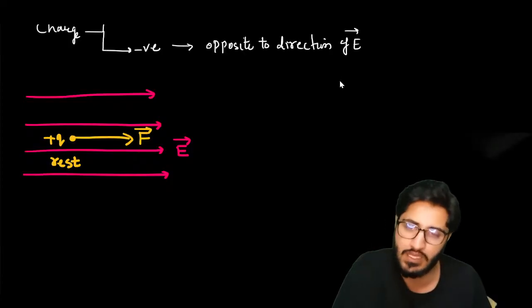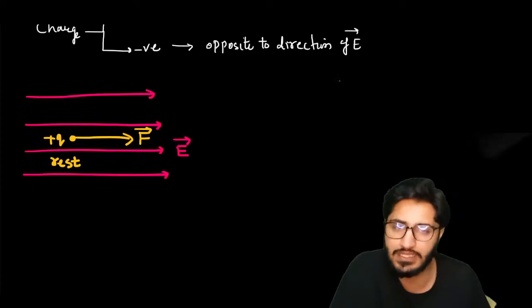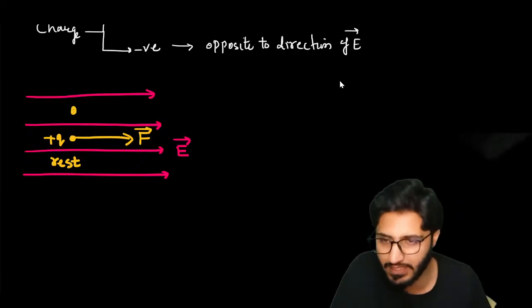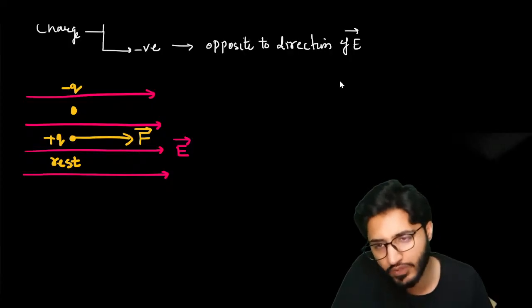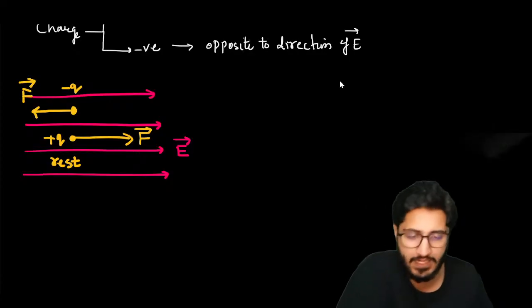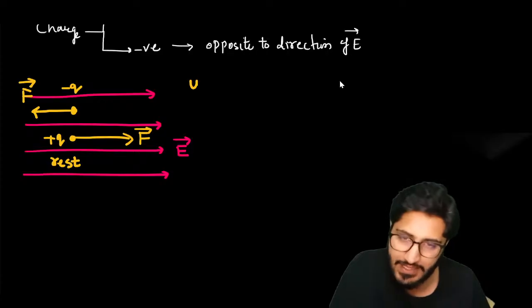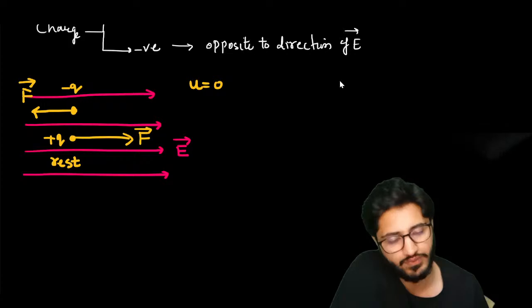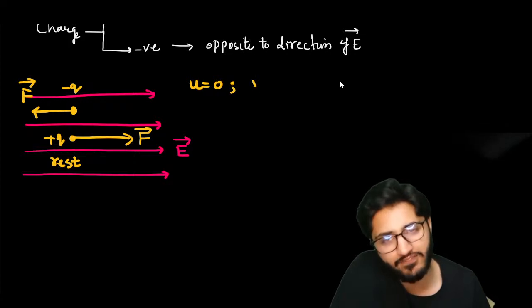If now I place a negative charge here, same condition, at rest, it will feel a force in the opposite direction of my electric field. So my initial velocity is zero. Initial velocity is zero. So how to find my final velocity?